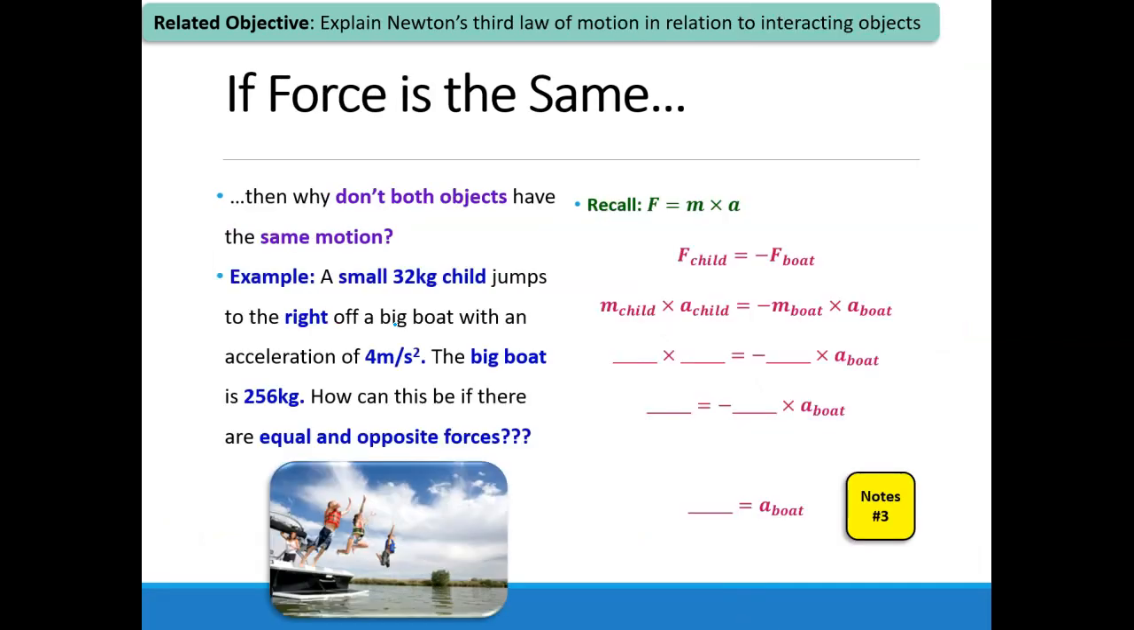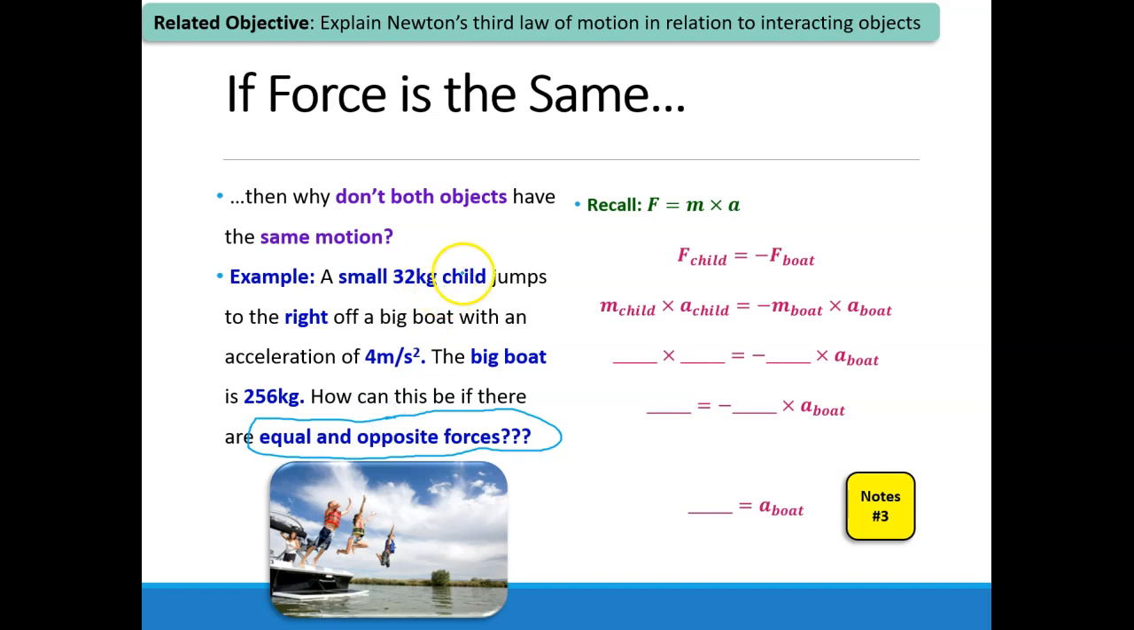Okay, so here's the thing. If force is the same, right, equal and opposite, so equal forces, then why don't both objects always have the same motion, right? So for example, when a child jumps off of a big boat, the child seems like they move a lot, whereas the big boat doesn't seem like it moves as much, which seems strange if we're supposed to have equal and opposite forces.